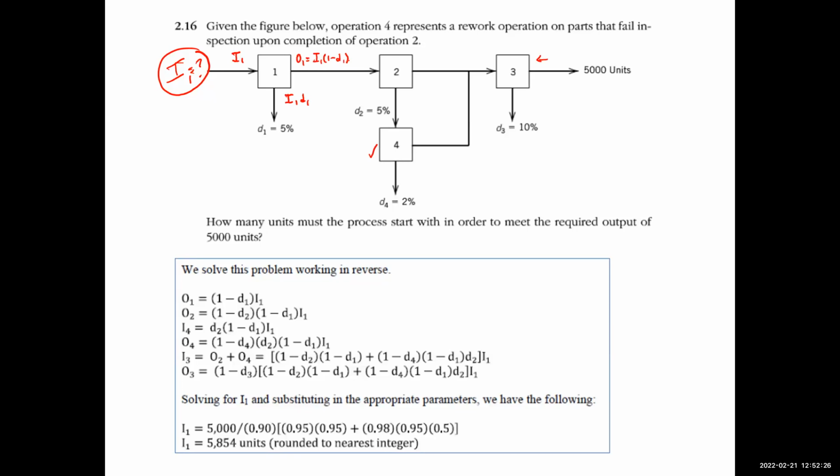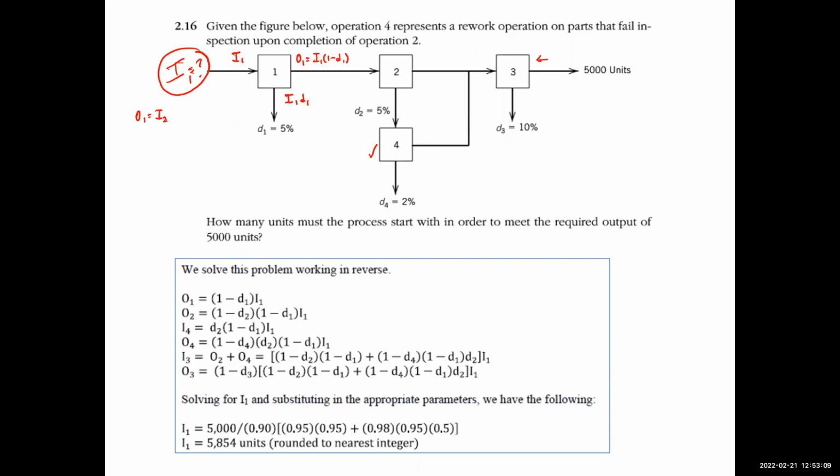And that's based on this conservation of flow, right? So the amount of defectives, and then what's moving forward is the complement, which is this I1 times 1 minus D1. In the same way, we know that the output of 1 is going to be equal to the input of 2, right? Because this amount is what's going to enter this station. So we know that this output is going to be equal to the input of this station.